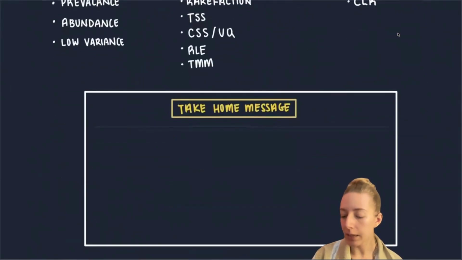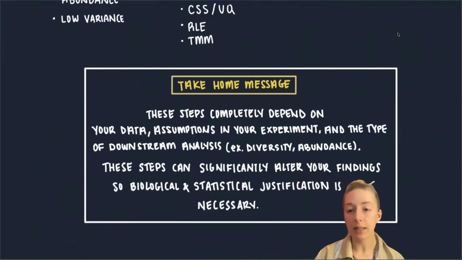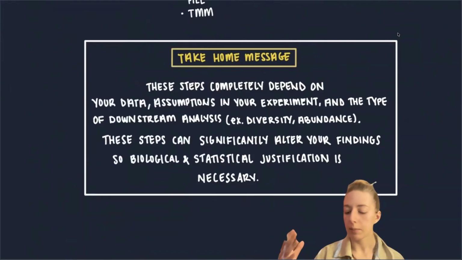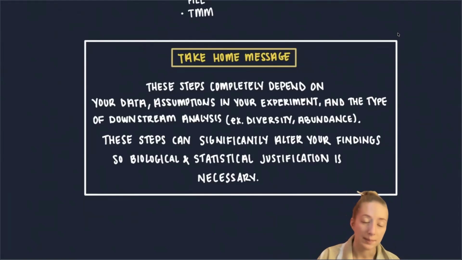One really key thing to keep in mind here is that these steps completely depend on your data. They depend on your assumptions in your experiments. They depend on the type of downstream analyses that you want to do, diversity, abundances, and these steps can significantly alter the representations of your findings. And so what's required is a biological and statistical justification for each of these steps.